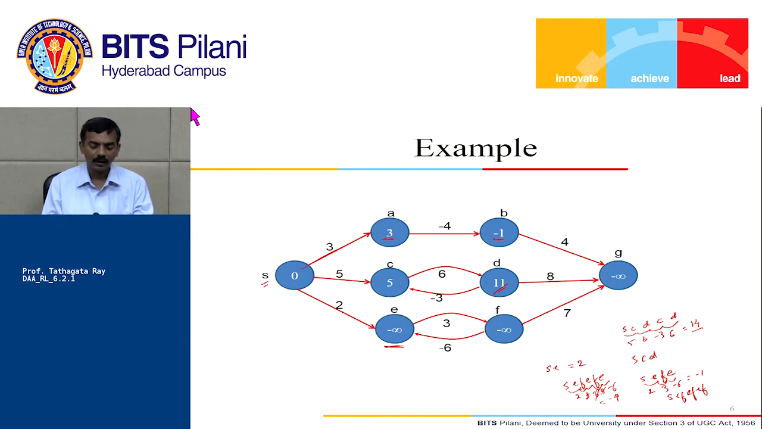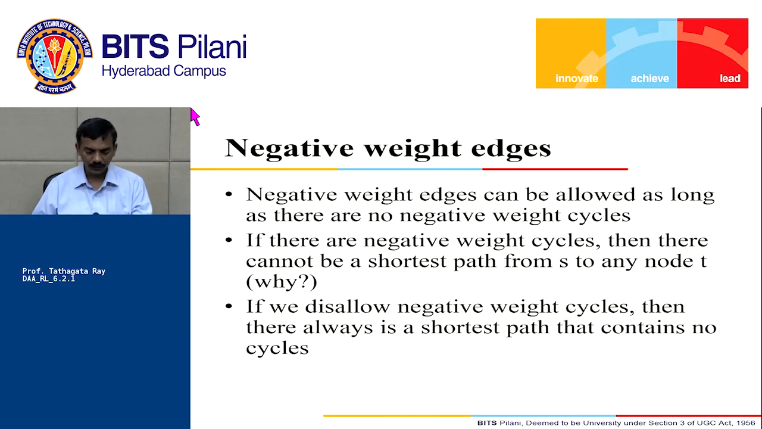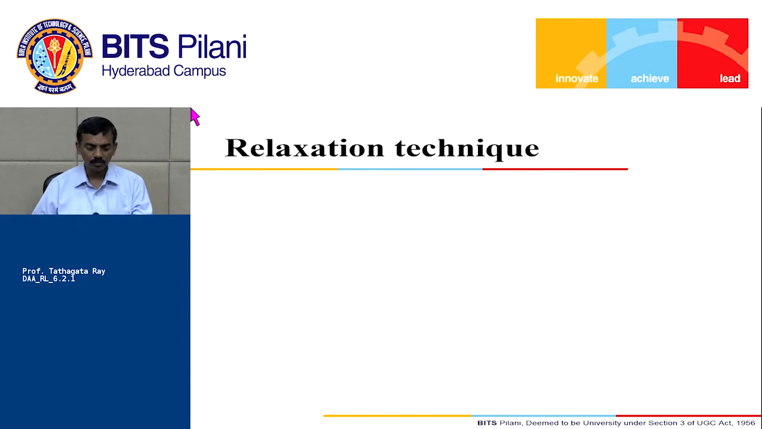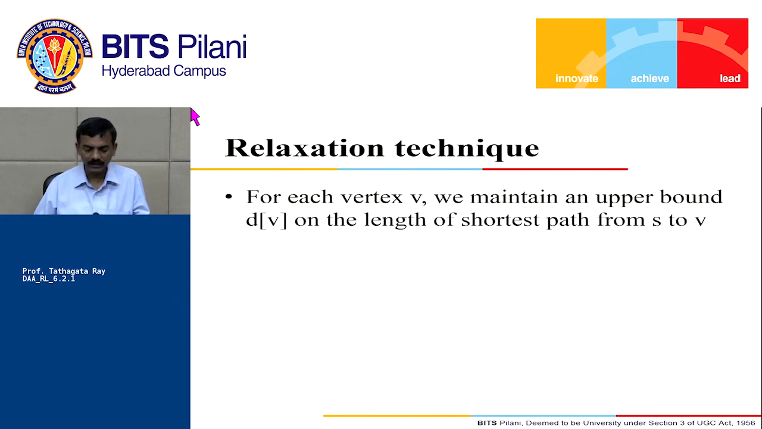If I do not have a shortest path to E, I do not have a shortest path to F either, or G either. They are all -infinity. So we want to assume that typically we do not have negative weighted cycles. If we have negative weighted cycles, then we want to figure out where they are. Now we will look into the Bellman-Ford algorithm, for which we will use a technique called the relaxation technique.